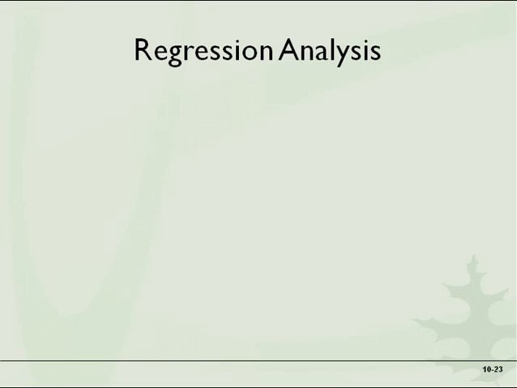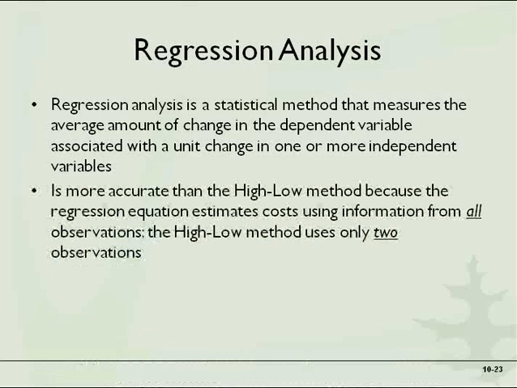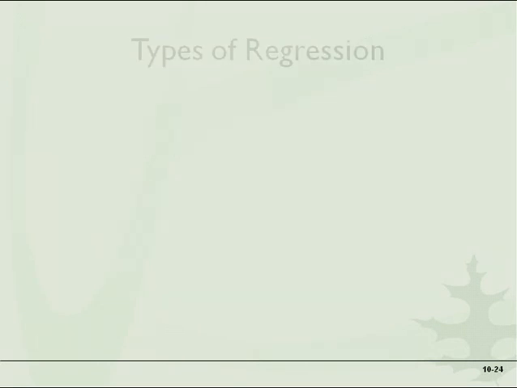Now let's briefly cover regression analysis. Now, regression analysis is a statistical method, and it measures the average amount of change in a dependent variable associated with a unit change in one or more independent variables. It's certainly more accurate than the high-low method, and it's because it uses the regression equation to estimate cost using information from all of the observations, while the high-low method only uses two observations, the high and the low.